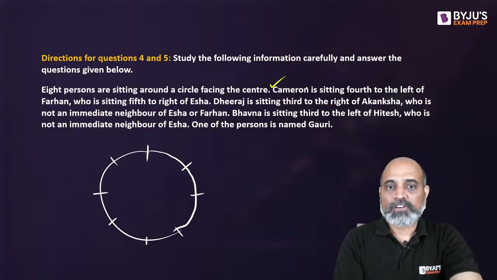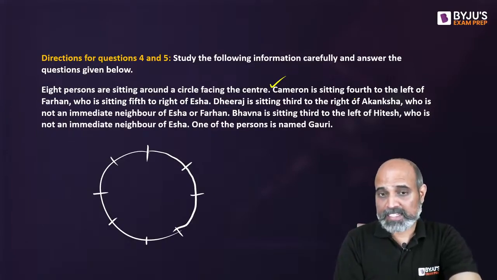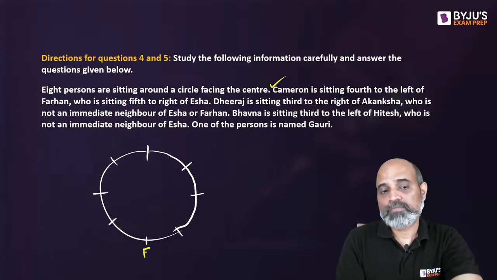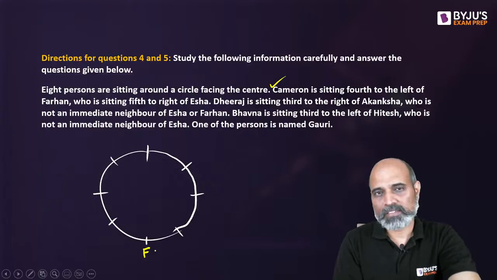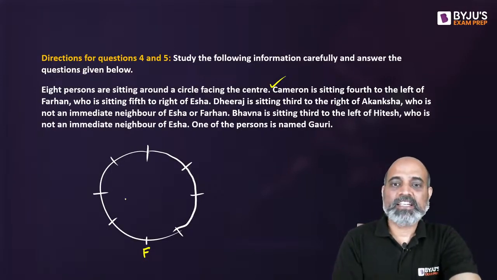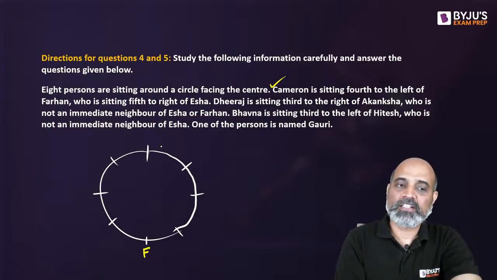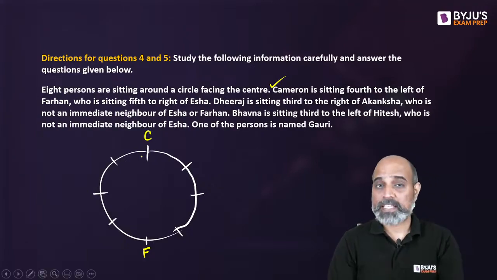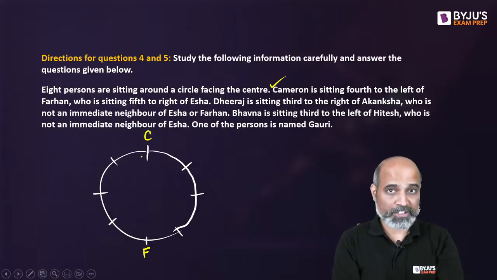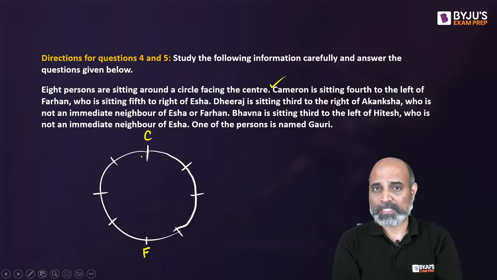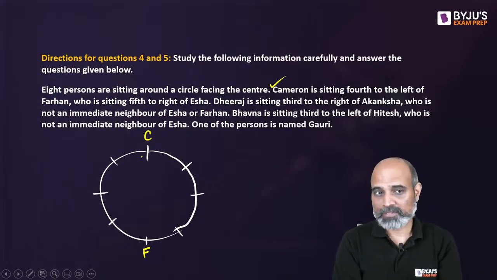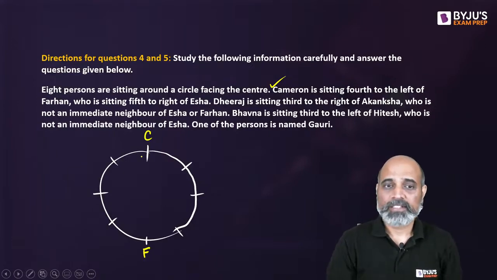Now, the first statement says, C is sitting fourth to the left of F. So where is F? Place it anywhere, it doesn't matter. Now, C is sitting fourth to the left: first, second, third, fourth. In the case of 6 people, third to the left was diametrically opposite. So with 8 people, fourth to the left or fourth to the right will be diametrically opposite. That's exactly what we get here, right?